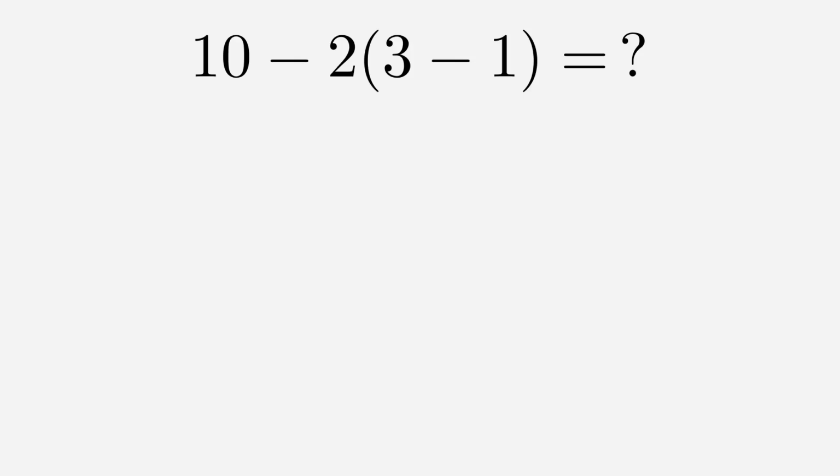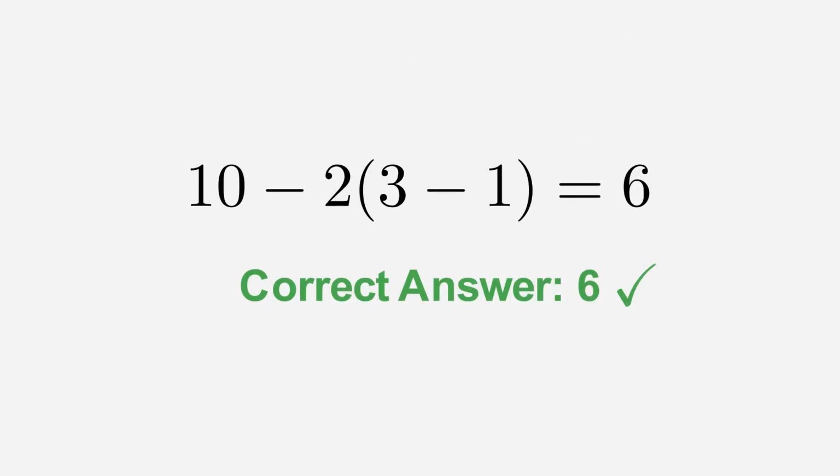The mistake everyone makes is trying to do 10 minus 2 first because they read left to right. But order of operations doesn't care about reading order. Parentheses, then multiplication, then subtraction. That's the law. If you got 6, congratulations.